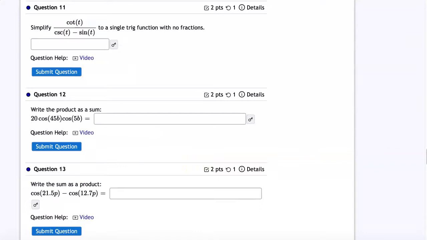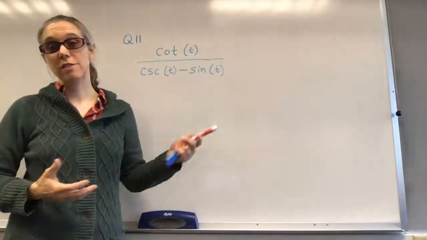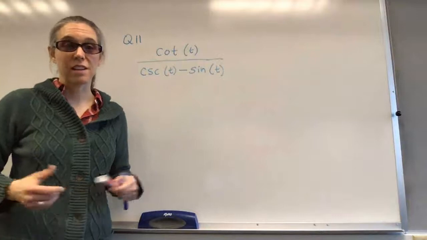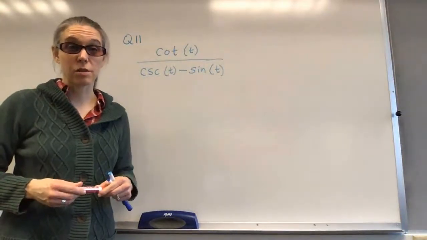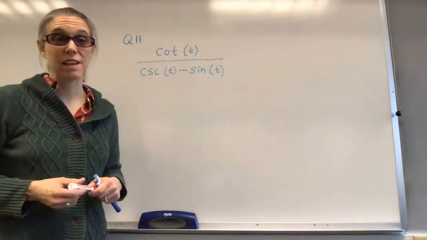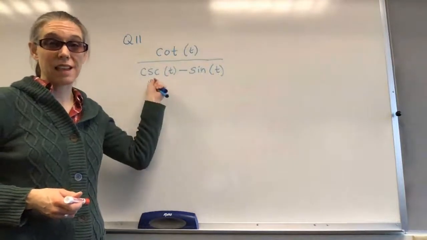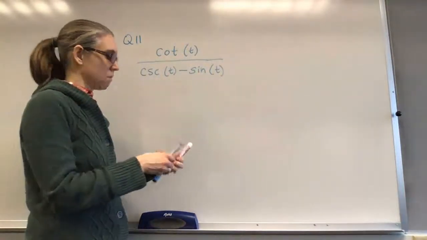Next, I'm going to do questions 11, 12, and 13 on the board, so you can go ahead and take a look at them here, and then I will be putting them up on the board. So first I have this expression here that I need to simplify. So I want to start by rewriting cotangent as cosine over sine, and rewriting cosecant as 1 over sine.